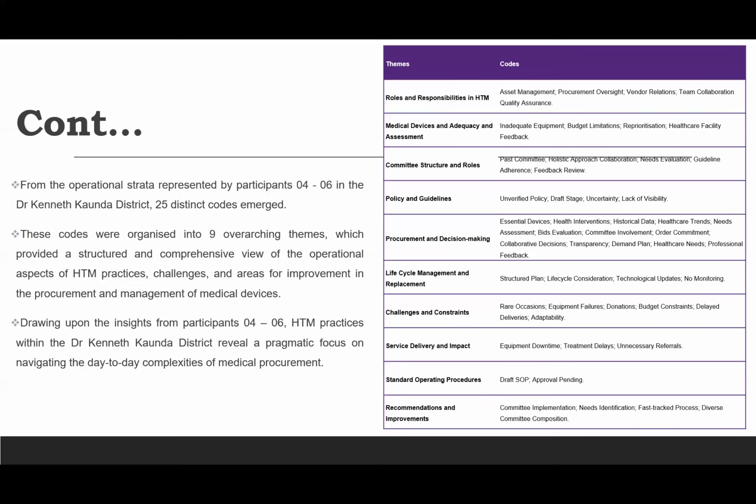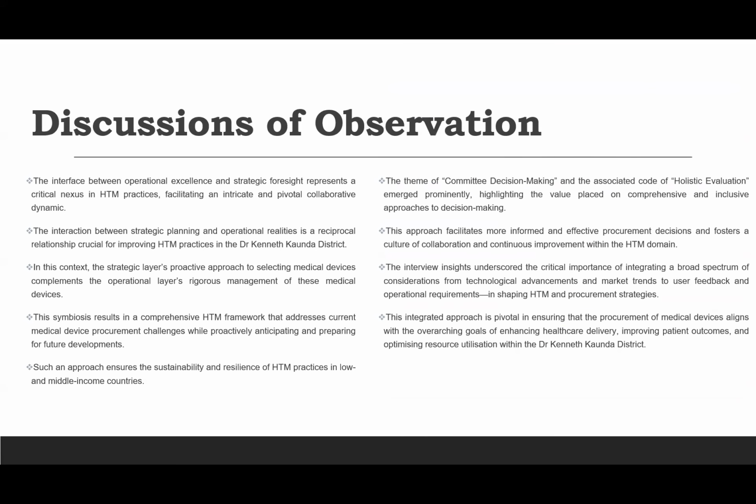Then from the operational structure, representing participants 04, 05, and 06, 25 distinct codes were extracted. The codes were organized into 9 overarching themes, and the challenges and areas of improvement were identified, drawing upon the insight from participants 04, 05, and 06. HTM practices within Dr. KK revealed a pragmatic focus on navigating the day-to-day complexity of medical equipment, looking at the discussions and observation. The interface between operational excellence and strategic foresight represents a critical nexus in HTM practices, facilitating an intricate and pivotal collaboration dynamic.